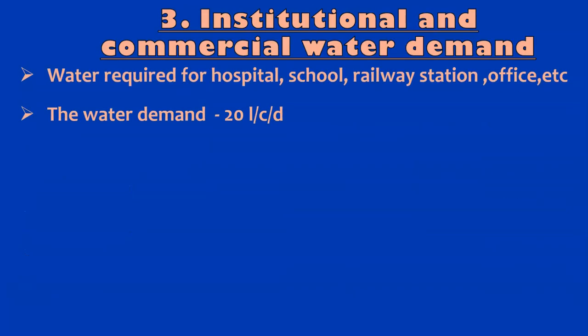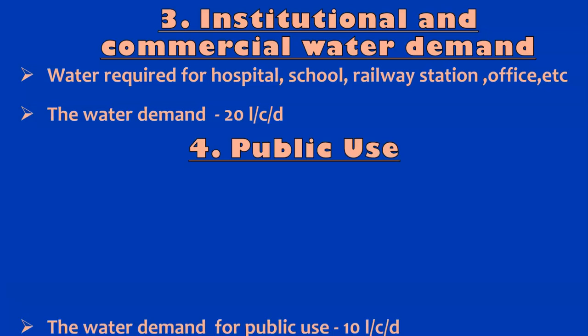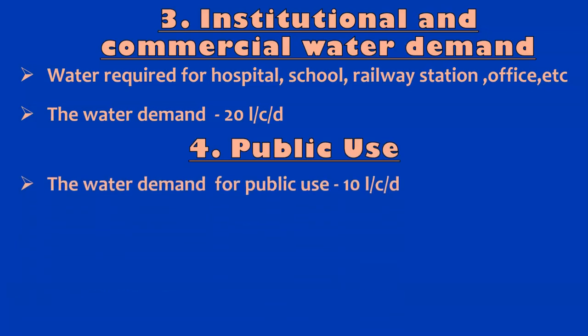And number 3, institution and commercial water demand, that is water required for hospital, schools, railway station, office, etc. The water demand is 20 liters per capita per day, and for public use, it is 10 liters per capita per day. And the last category, that is the water required for fire demand, that is to extinguish the fire.